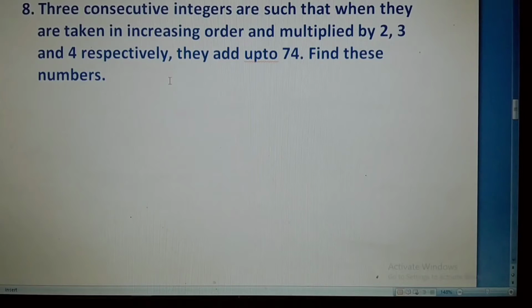The eighth question is: three consecutive integers are such that when they are taken in increasing order and multiplied by 2, 3 and 4 respectively, they add up to 74. Find these numbers.